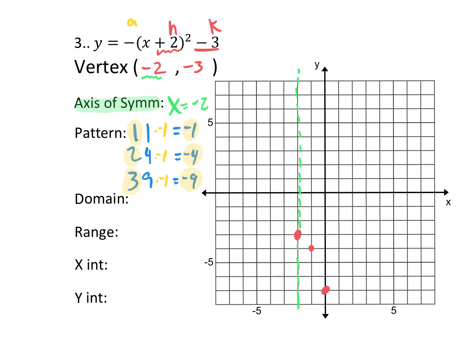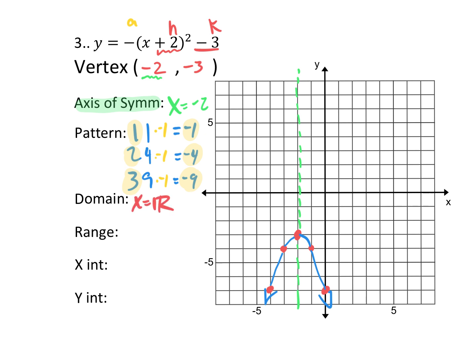So you need more points. You only have half of the parabola. All you have to do is map them over, reflect them over to the other side of the axis of symmetry. That one's 1 unit away, so put a dot there. This one's 2 units away, so go 2 units this way and put a dot right there. And voila, we have our parabola. Arrow, arrow. Perfect. The domain, x equals all real numbers.